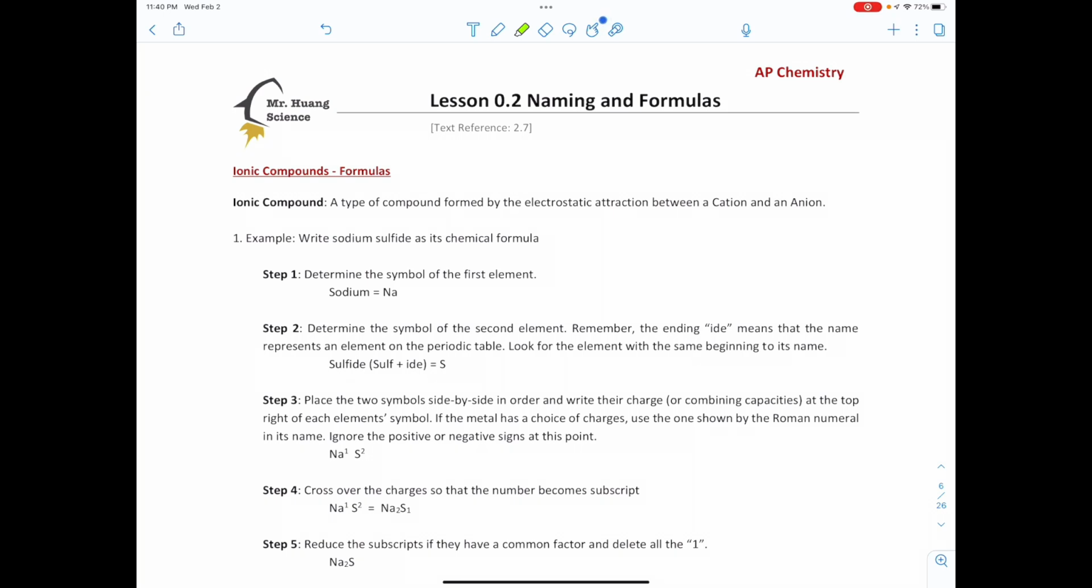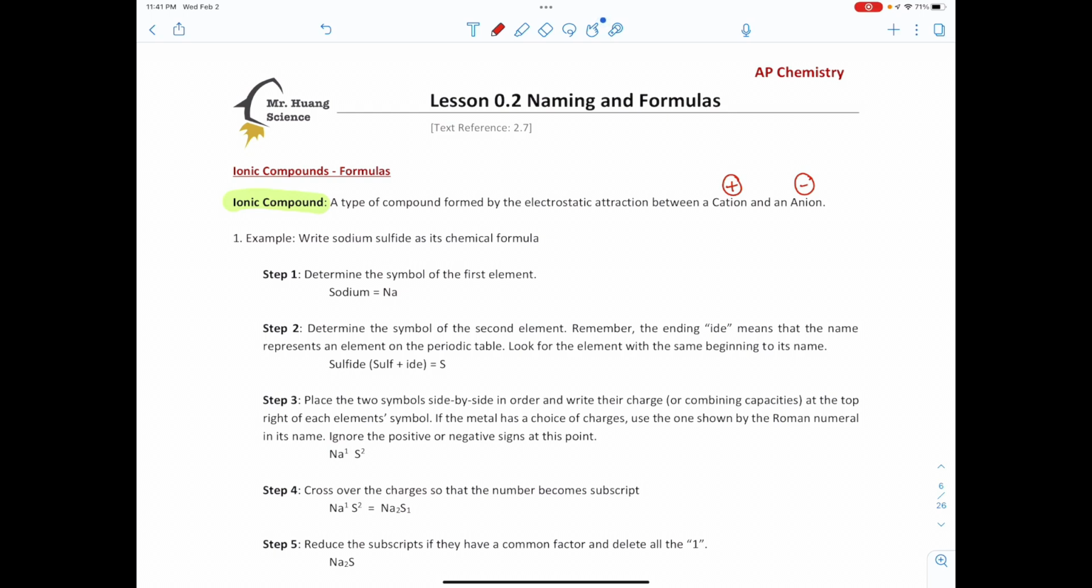So we're first going to talk about writing formulas for ionic compounds. Just to recap, ionic compounds are a type of compound formed by the electrostatic attraction between cations and anions. If you remember, cations are positive ions while anions are negative ions. So here's an example. Write sodium sulfide as its chemical formula.